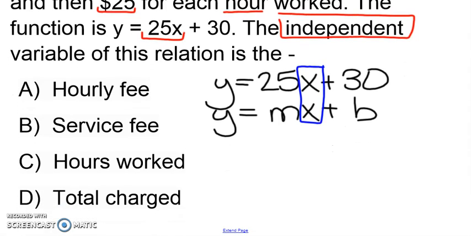So it's not the hourly fee, because that would be how much they're charging per hour, which was 25. Service fee, that's how much he charges at one time. Hours worked, which would be x, and then total charge would actually be your dependent. So you're left with, it's the number of hours that the electrician worked.